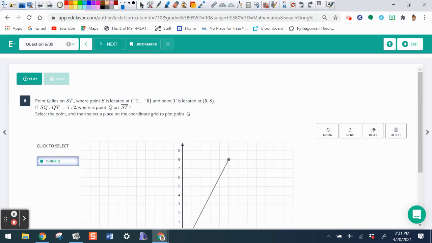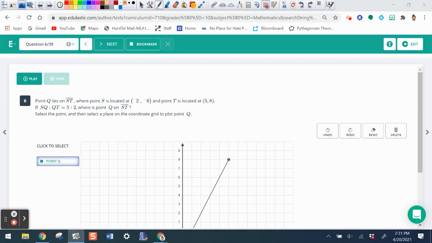So it says point Q lies on line segment ST, where point S is located at (-2, -6) and point T is located at (5, 8). If SQ to QT is 5 to 2, where is point Q on line segment ST?